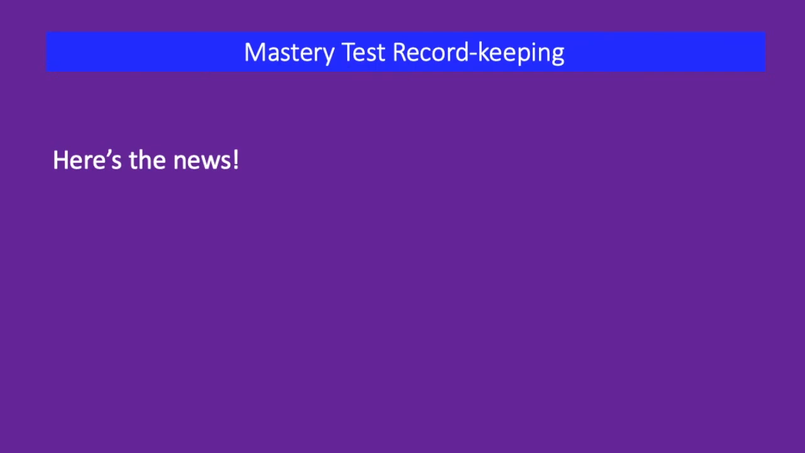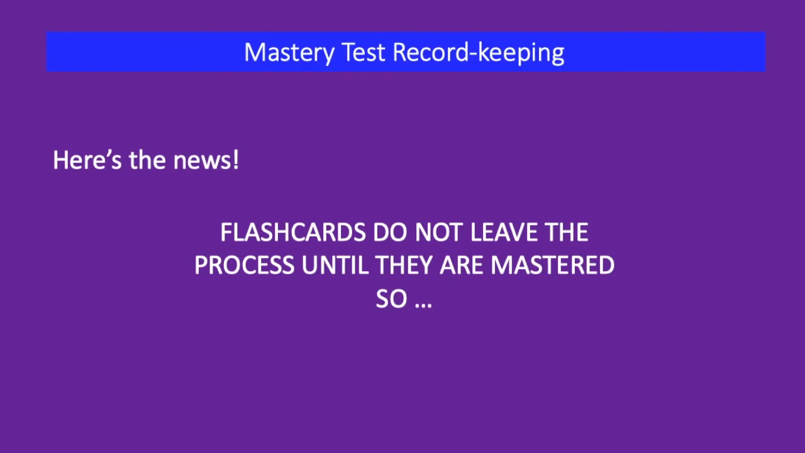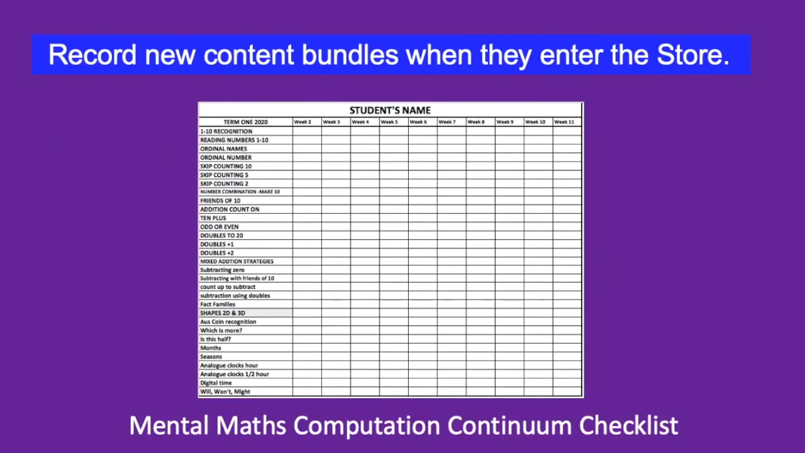In terms of record keeping, there is some good news. Basically, the flashcards don't leave the process until they are mastered. So this has some good consequences. So rather than ticking off every flashcard as it comes out of the process, you can record each new content bundle as it enters the store pocket. So this is an example of a recording sheet for the Mental Maths Computation Continuum, which are mental maths strategies found in the Flashcard Club.